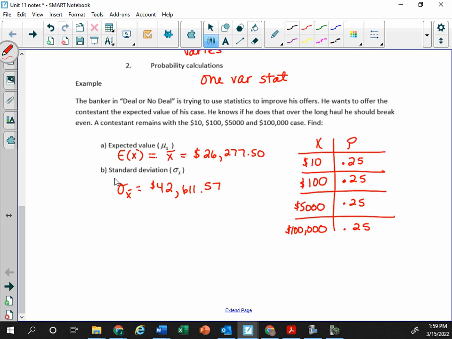All right, questions so far? And again, you won't have to do those by hand. You can certainly use your calculator. Yes. Large sigma means. Oh, hold on one second.